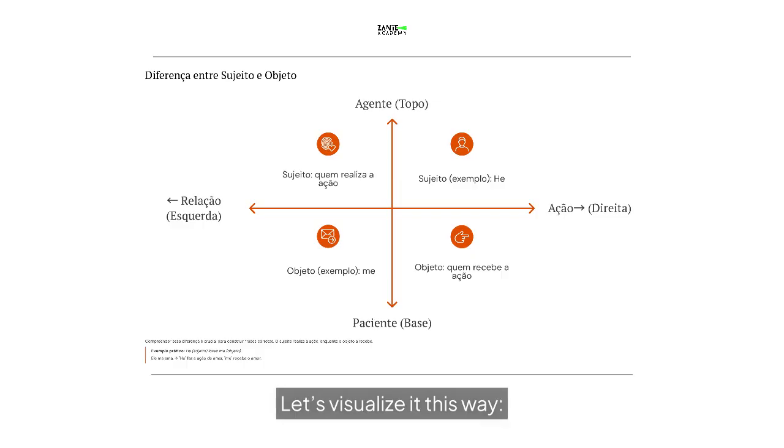Let's visualize it this way. You can think of the subject as the doer of the action and the object as the receiver. Picture a simple scenario where someone throws a ball. The person throwing the ball is the subject, the one doing the action. The ball, which is caught by someone else, represents the object, the one receiving the action. So, understanding this relationship helps prevent misunderstandings in communication.